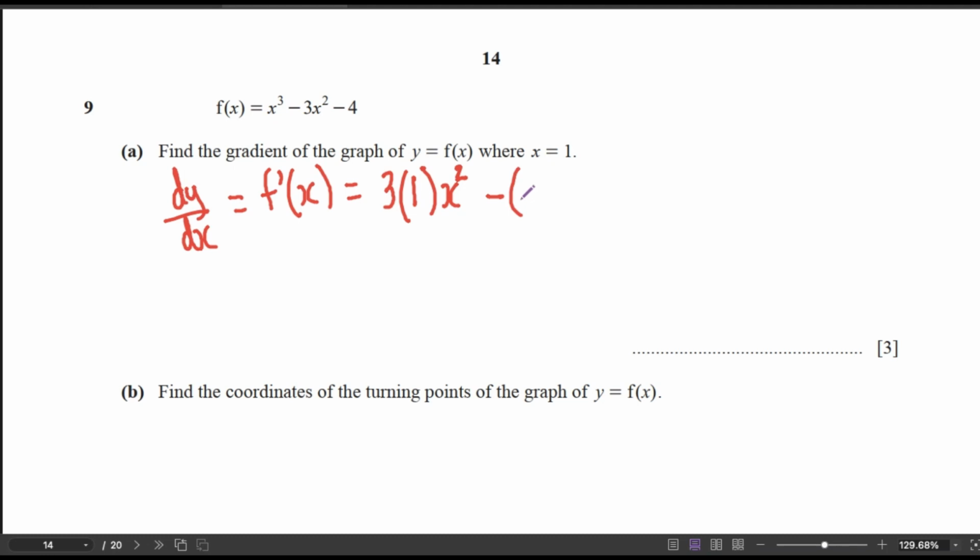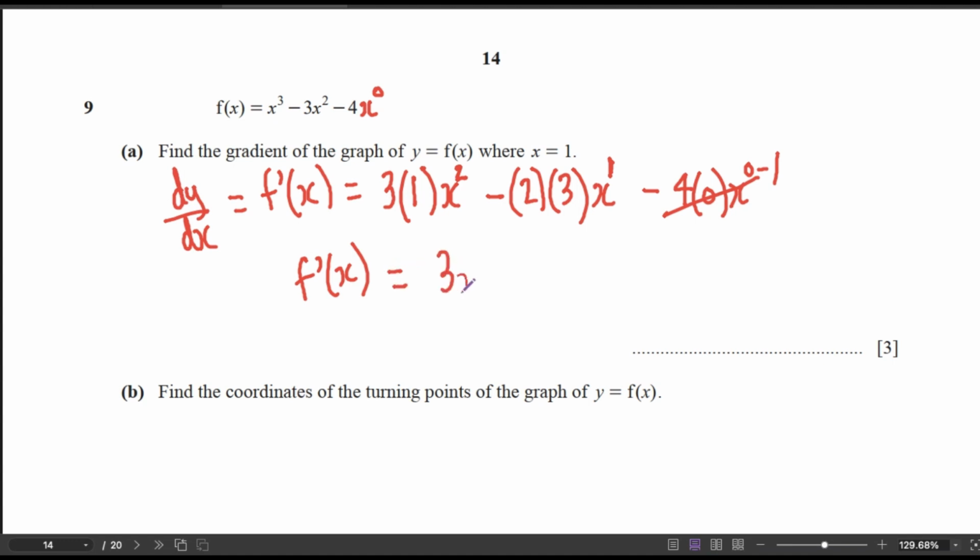Minus, well, we take the power again. That's 2. The 2 comes from here. Take the 2, multiplied by the coefficient, which is 3, and then x to the power 2 minus 1, which is just 1. And then minus 4, and of course this is x to the power 0 again, as we said. So this is 4 times 0, x to the power 0 minus 1. We don't need to worry about this because it will cancel out. And we're left with f prime of x, which is the gradient function, is equal to 3x squared minus 6x to the power 1, which is this, minus 6x.